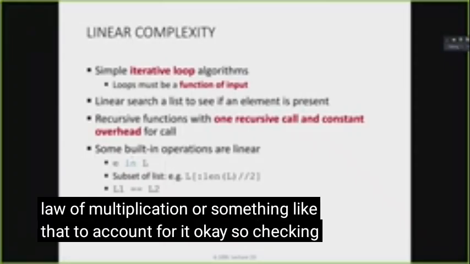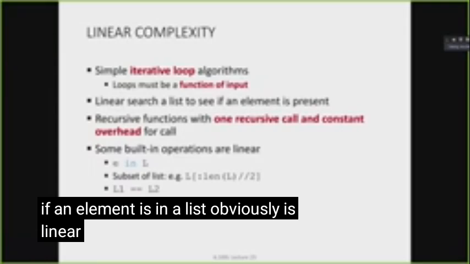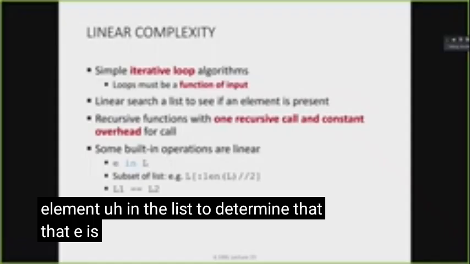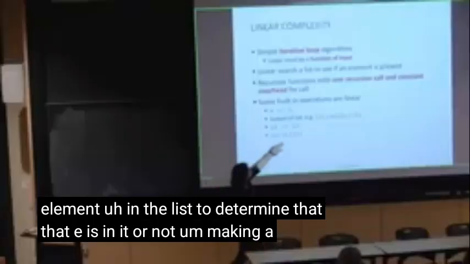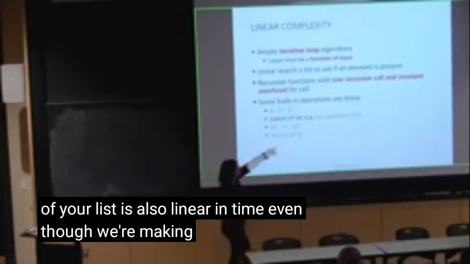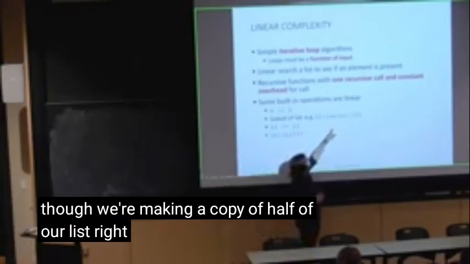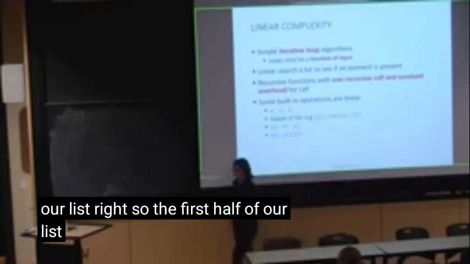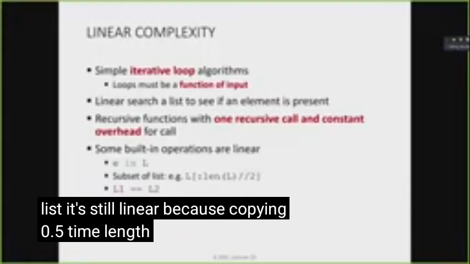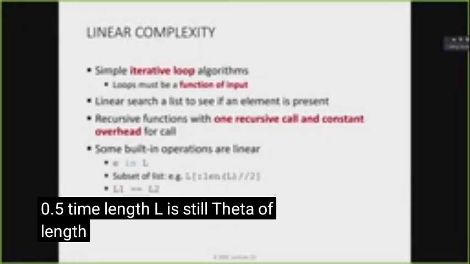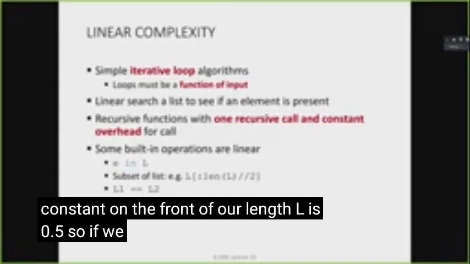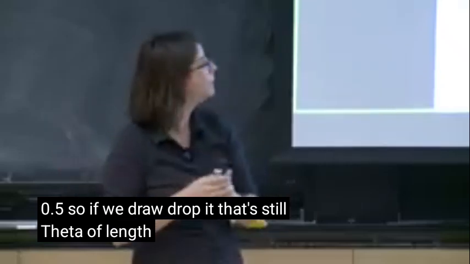Okay? So checking if an element is in a list obviously is linear, because you have to look at each element in the list to determine that e is in it or not. Making a copy of your list is also linear in time. Even though we're making a copy of half of our list, the first half, it's still linear, because copying 0.5 times length L is still theta of length L. That multiplicative constant on the front of our length L is 0.5. So if we drop it, that's still theta of length L.